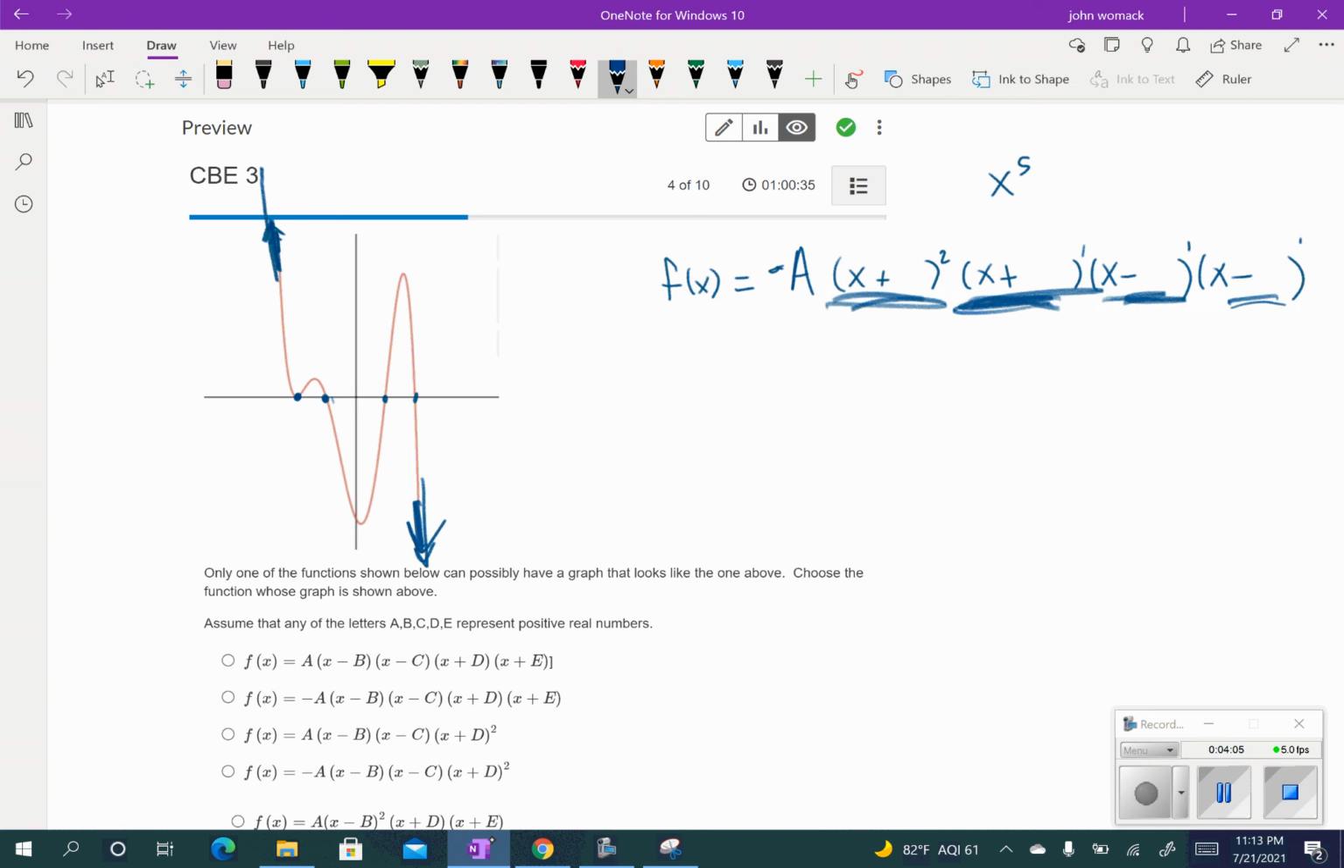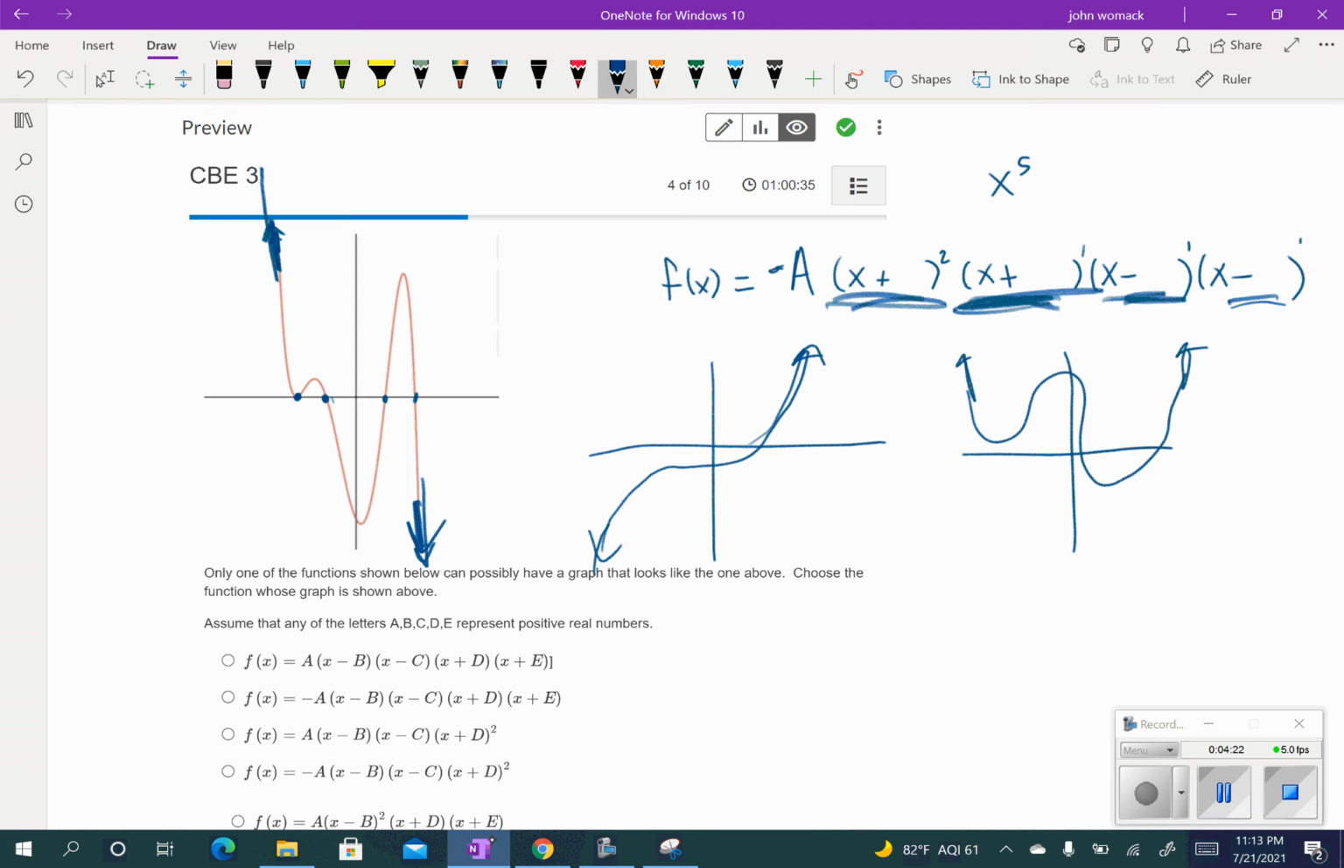Real quick reminder, if it were an odd degree, then it would go up from left to right. So I start on the left, it's coming up, and it's going up on the right. If they're even, if it's positive, both sides go up. So they're both going up like this. It doesn't matter what they do in between. If it's even and it's negative, then both go down. Something like that.